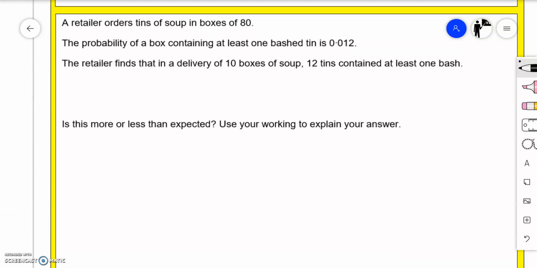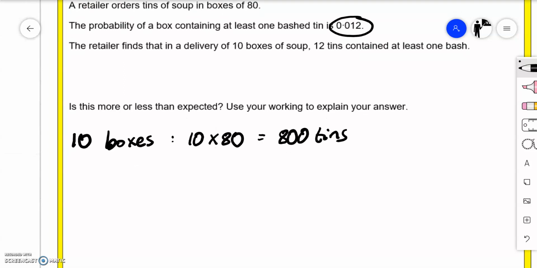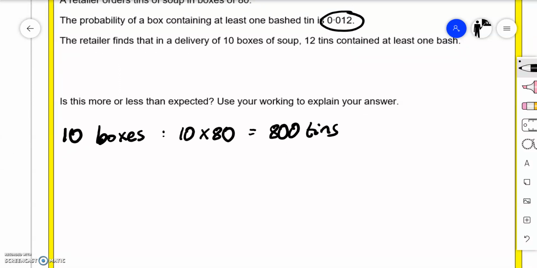Okay, so let's have a look at what they ordered. One box has 80 tins. They ordered 10 boxes. So that's going to be 10 lots of 80 tins. So they had 800 tins altogether. The probability of having at least one bashed is 0.012. So of their 800 tins, we can calculate how many we expected to be bashed.